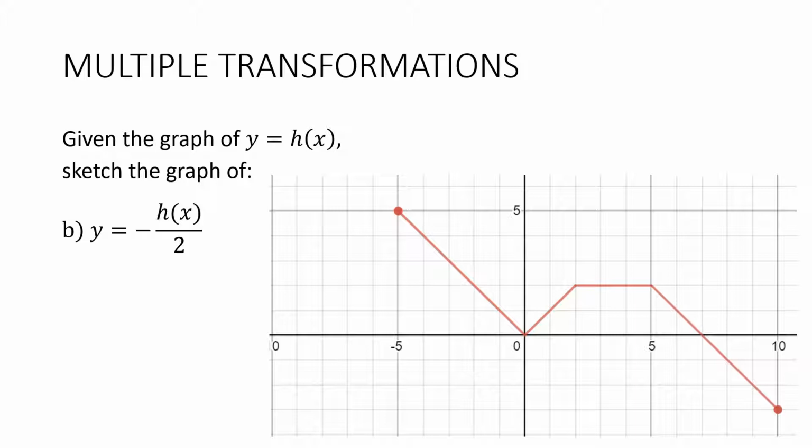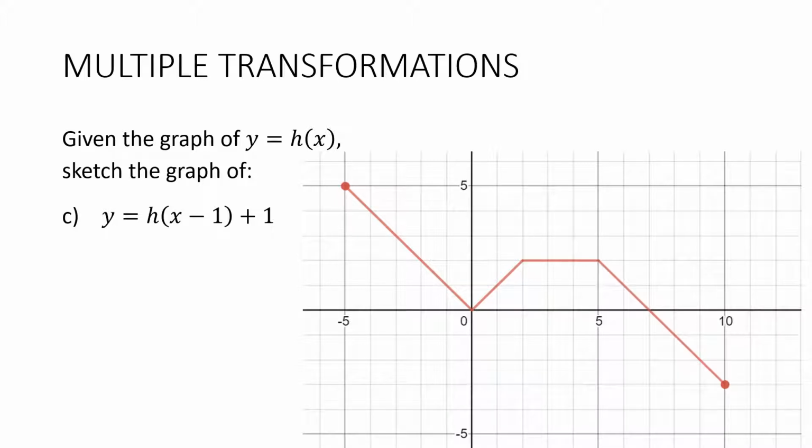If you want half of h(x), we want this whole thing halved. So instead of coming up to here, it's only going to go to 2.5. This part here is going to go down to 1. It's going to stop at 1. And this here is going to go halfway. So let's do that half first of all. So I've squished it in half. Now this negative means reflected over the x-axis, so we're just going to turn it over.